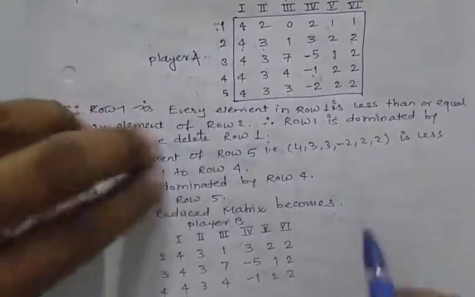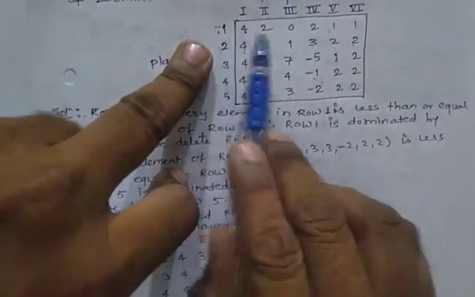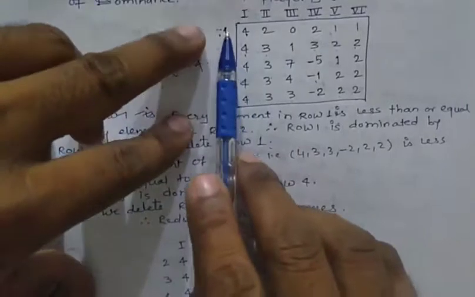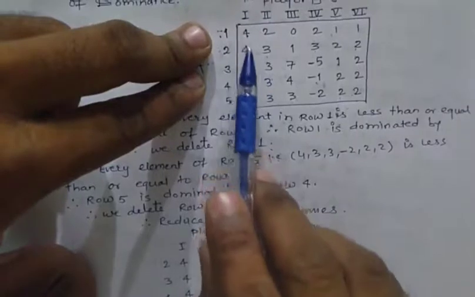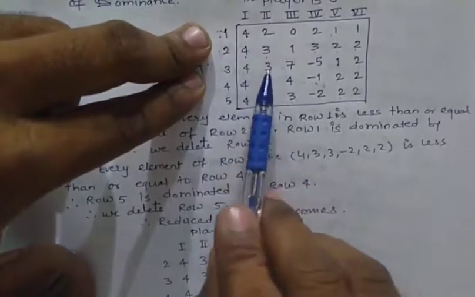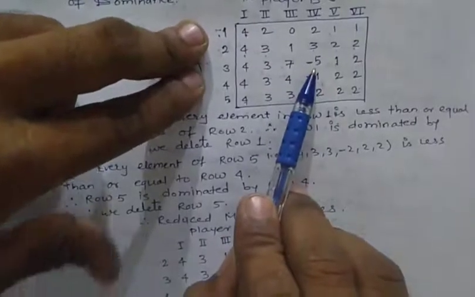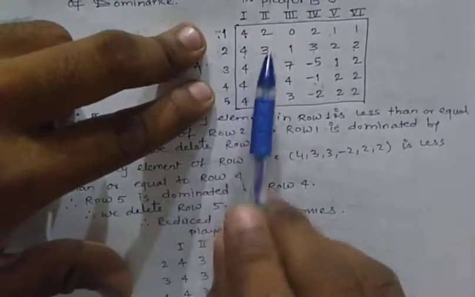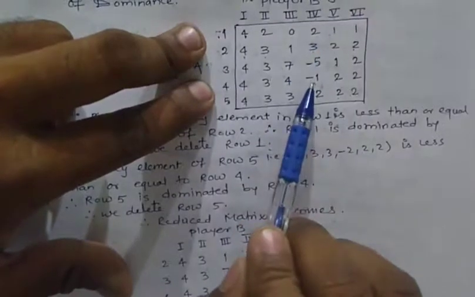Right? So here we have observed that comparing the first and second row, every element of row 1 is less than or equal to every element of row 2. Now next, if we check 1 and 3, then 4 is less than or equal to 4, 2 is less than or equal to 3, 0 is less than or equal to 7, but 2 is not less than minus 5. So this condition fails. Now next check 1 and 4. Here 4 is less than or equal to 4, 2 is less than or equal to 3, 0 is less than or equal to 4, but 2 is not less than minus 1. So this condition again fails.